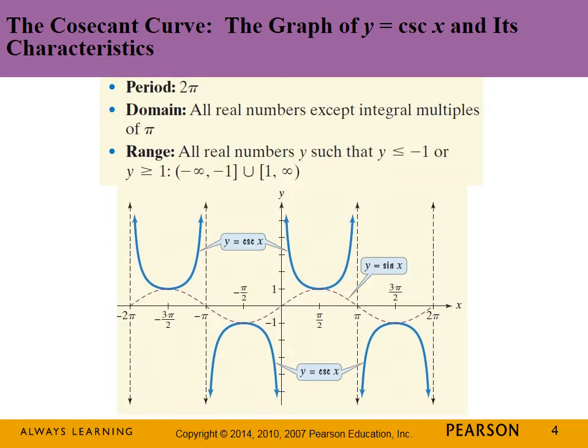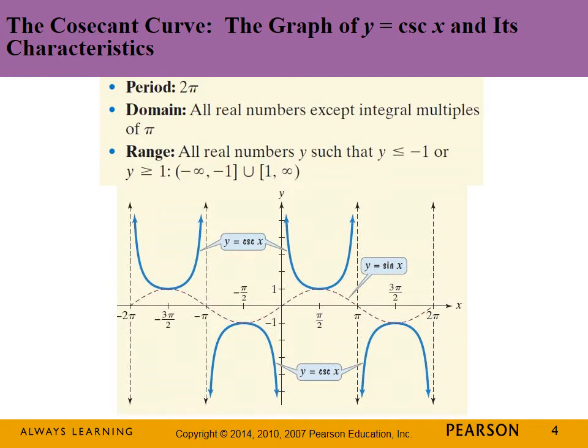The range of the cosecant function is all real numbers y such that y is less than or equal to -1 or greater than or equal to 1. And you can see that from the graph. Notice that the top part of the graph doesn't go any lower than y equals 1, and the bottom part of the graph doesn't go any higher than y equals -1.